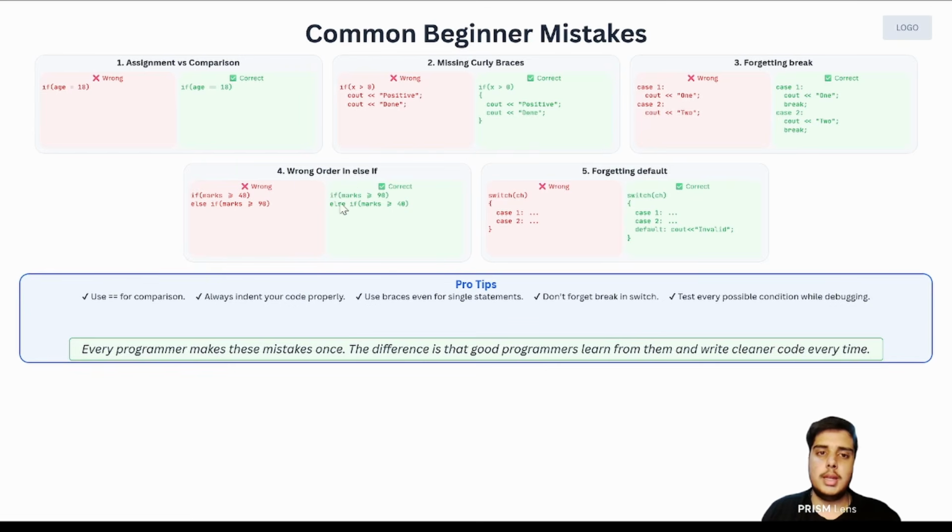Wrong order in else if. If else if is used, but what if inside the statement if marks is greater than 48 and else if says marks is greater than 98? So the marks 99 is carried in the if statement only. It doesn't go in else if. So you have to think critically. That's why the order matters the most. So it should be above 98. So 99 first is carried in the if statement, so that one executes.